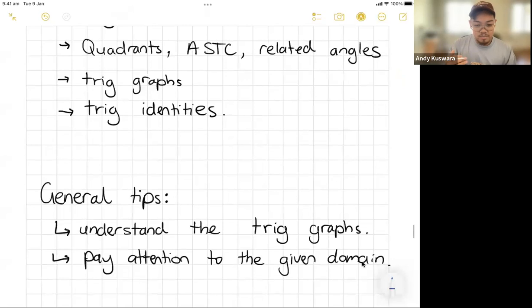Now, general tips. I can't stress this enough. Understand your trig graphs. Know what sine x, tan x, and cosine x look like, and know how to sketch them between 0 and 360 and potentially towards the left, maybe from 180 or whatever. Understand your trig graphs. They are paramount in not dropping any marks here.